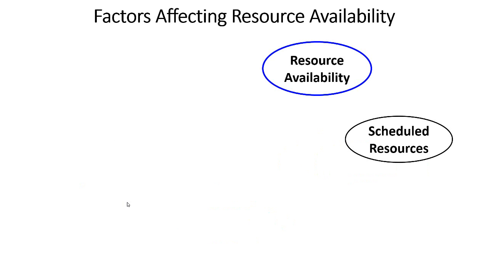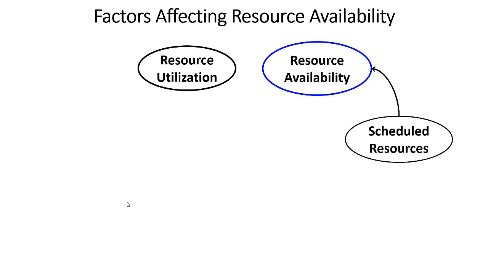So now let's zero in, let's drill into the details of the factors that actually affect resource availability. So let's look at scheduled resources. Scheduled resources are the resources at any given time that are present, that are able to do work, that have been scheduled to be there to perform tasks. So increase the number of scheduled resources, you're going to increase the availability of those resources.